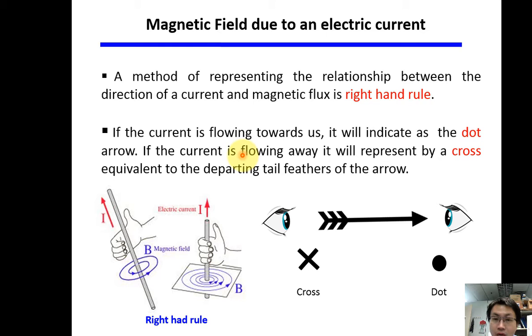If the current is flowing away from us, it will be represented by a cross, equivalent to the departing tail feathers of an arrow. Just a simple illustration: if this is an arrow and we look from here, the flux is coming toward us, so we will see a dot here. If we look from the other side, the flux flows away from our eyes, so we will see the tail of the arrow, which is a cross.